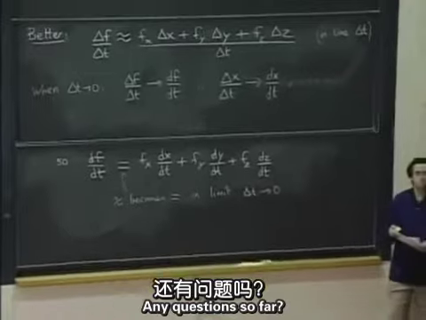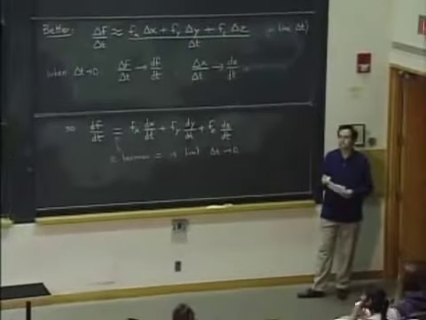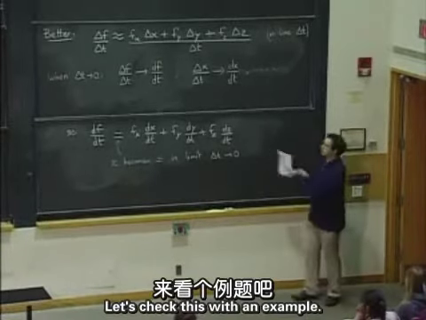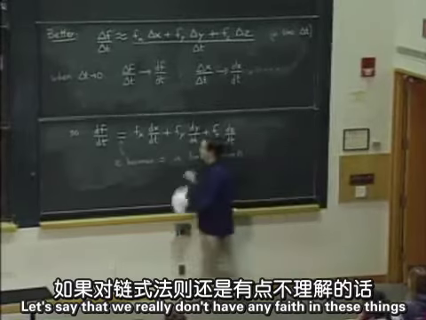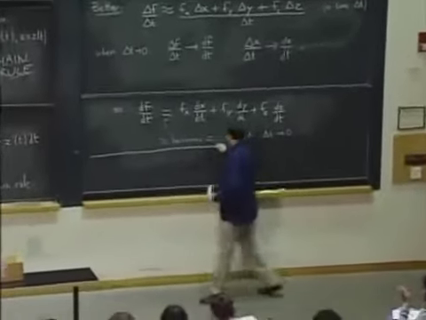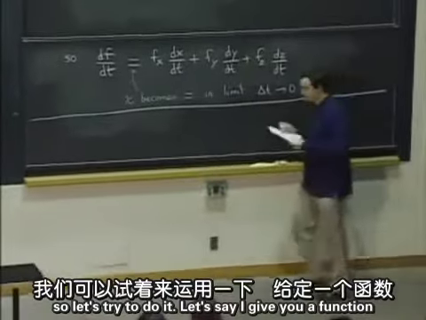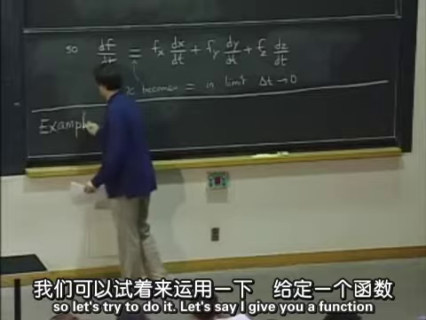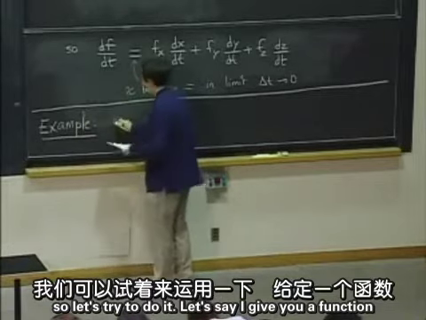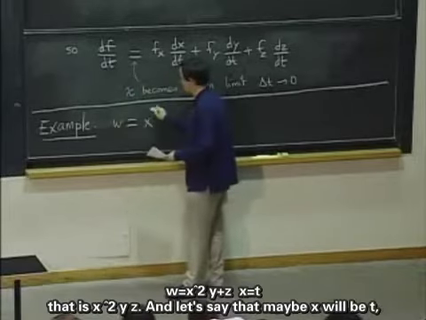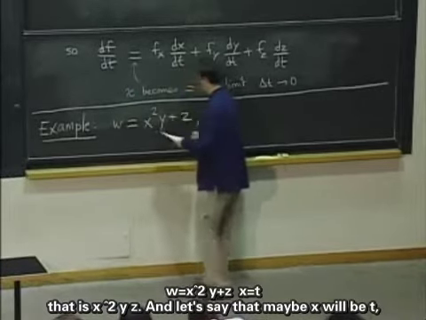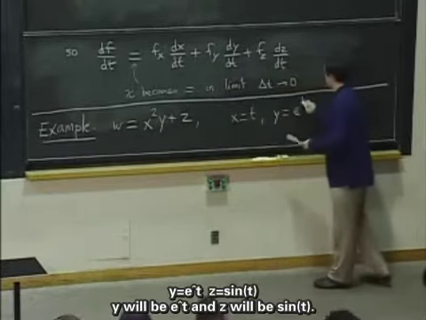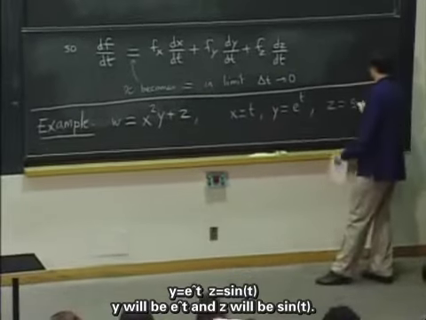Okay, any questions so far? No? Okay, so let's check things in an example. Let's say that we really don't have any faith in these things, and so let's try to do it. Let's say I give you a function w that's x squared y plus z, and let's say that x will be t, y will be e to the t, and z will be sine t.